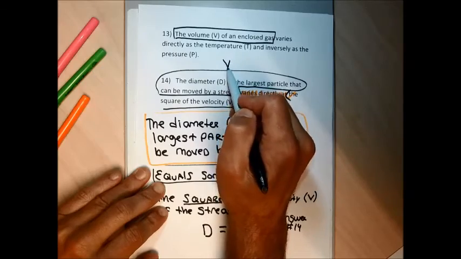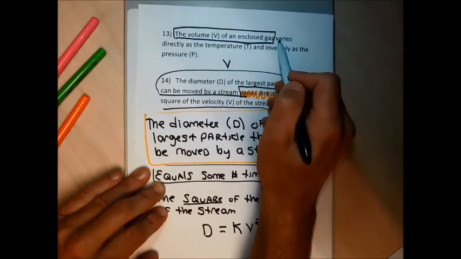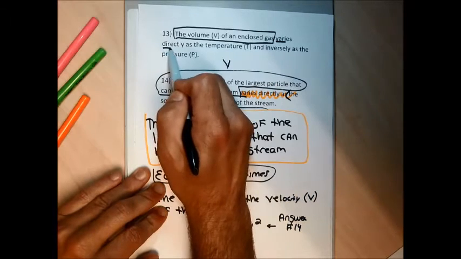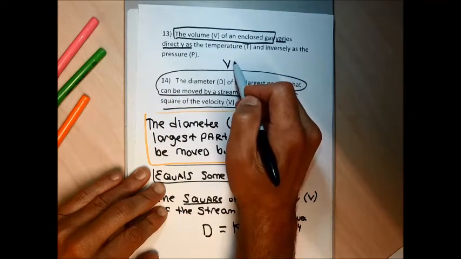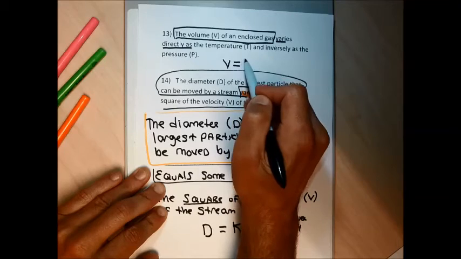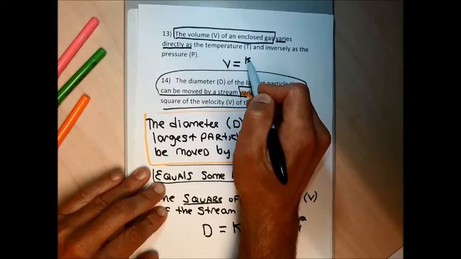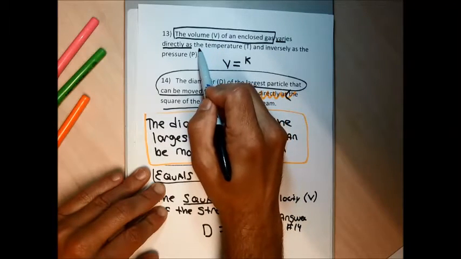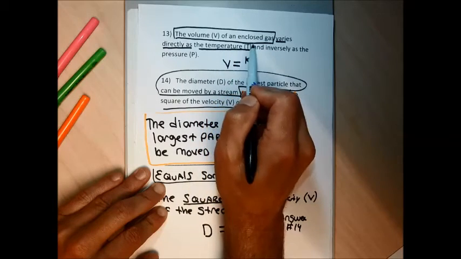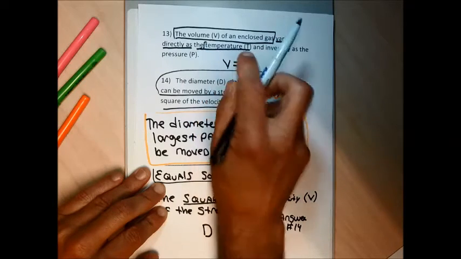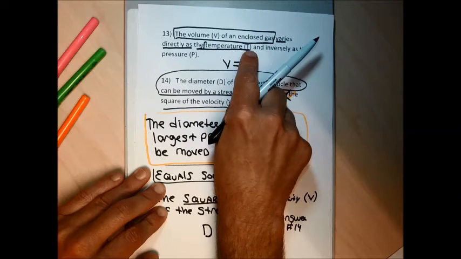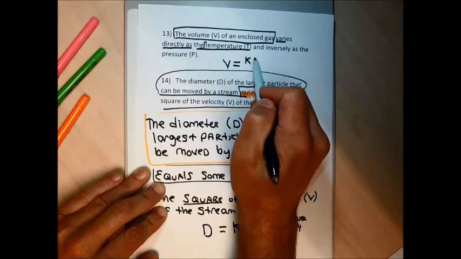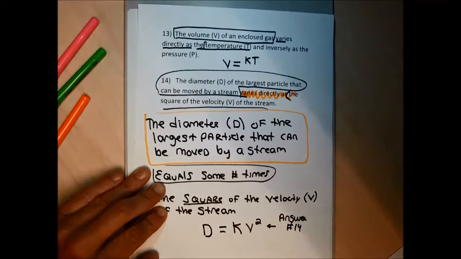The next words I see are varies directly as, and varies directly as I get an equal sign followed by a k, and directly as a multiplication. So after that k, I need to multiply something. And what I need to multiply it by is the temperature T, and before the word temperature, I don't see square, square root, cube, or cube root, so the T is just going to be multiplied by the k, and you're not going to get an exponent with the T.